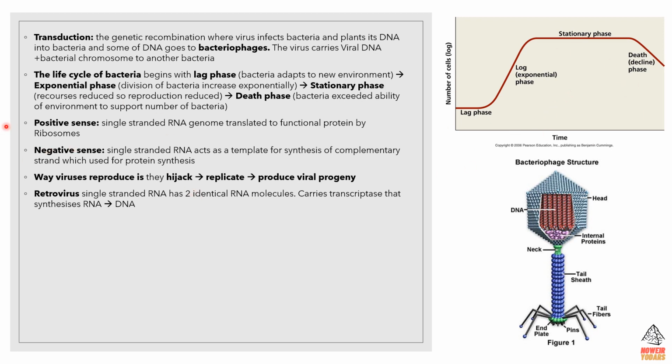And then positive sense: a single-stranded RNA genome is translated to a functional protein by ribosomes. And negative sense: a single RNA acts as a template for the synthesis of a complementary strand, which is used for protein synthesis. So what is the way viruses reproduce? Basically, they hijack, replicate, and produce viral progeny. And a retrovirus, this is a bacteriophage, by the way, this is not a retrovirus. A retrovirus, single-strand RNA, has two identical RNA and carries a transcriptase that synthesizes RNA to DNA.